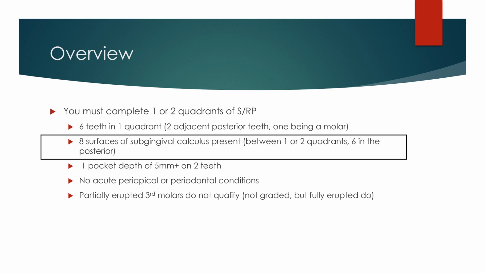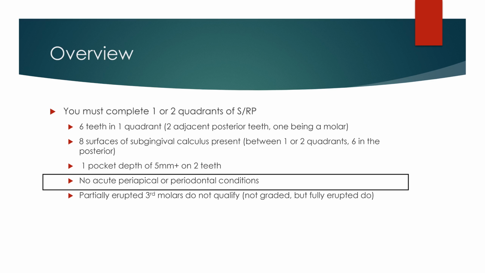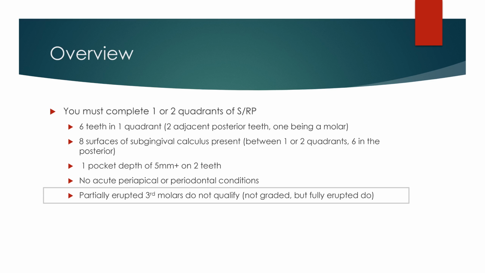You need at least 8 surfaces of subgingival calculus present between the 1 or 2 quadrants, however many you want to do, and 6 of these 8 pieces must be in the posterior teeth. You need at least 1 pocket depth of 5 millimeters or more on 2 of the teeth in either 1 or 2 quadrants. There can be no acute periapical or periodontal conditions. Any partially erupted third molars do not qualify, and they will not be graded. However, if a third molar is fully erupted, then it will be graded, and it is counted towards your number of teeth and number of pieces of calculus.